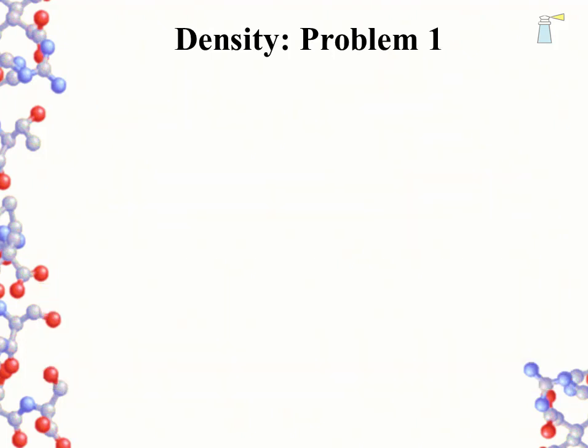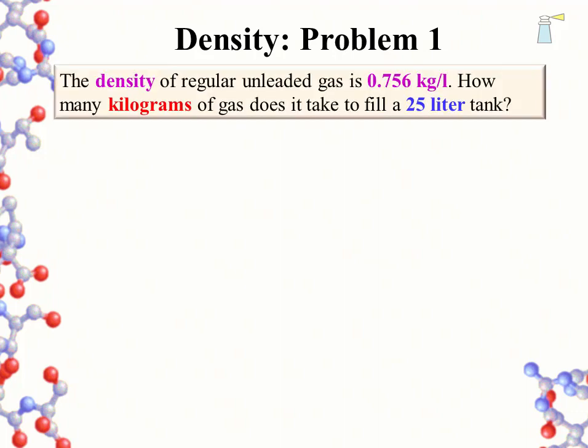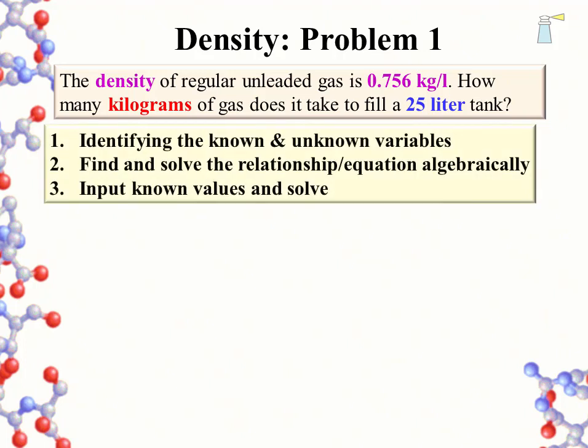Let's put what we have covered to work. We'll solve one problem for each of the three variables in the density equation. Our first problem. The density of regular unleaded gas is 0.756 kilograms per liter. How many kilograms of gas does it take to fill a 25-liter tank? We will use the basic problem-solving structure to address the problem. First step is to identify the known and unknown variables. We will put these under the heading Setup.